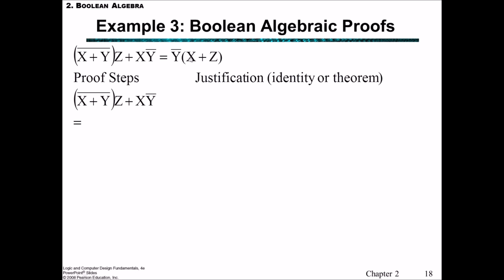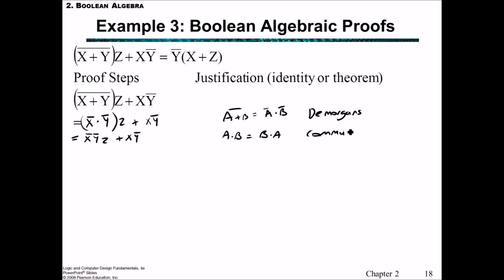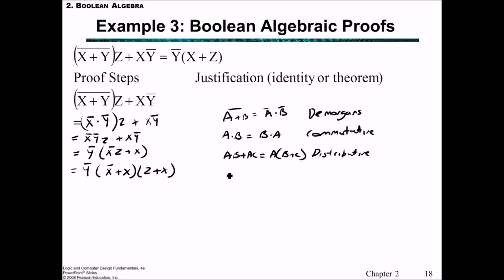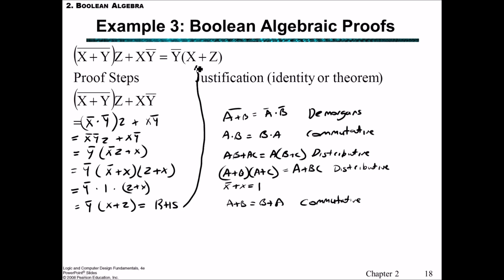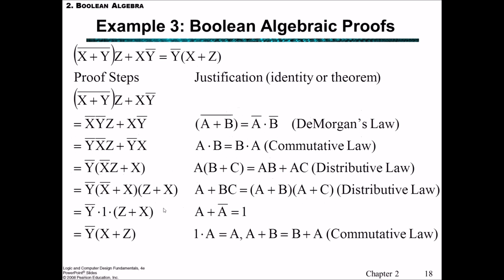So here's the third example, a Boolean algebra proof. We've got to prove that the complement of x or y and z, or x and not y, is the same as not y and x or z. So we start with the left-hand side. We use De Morgan's theorem, and then we use the commutative law, and then the distributive law to group it further, and then the distributive law to group it even further again, convert not x or x into 1, then use the commutative law one last time so that we can rearrange x or z, so that equals the right-hand side. And here it is written again a little bit more neatly.